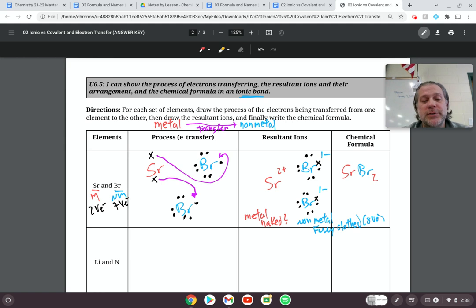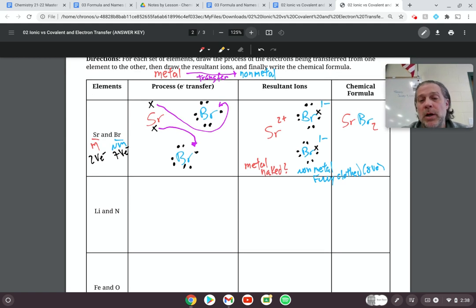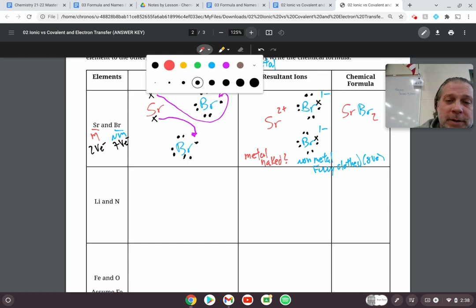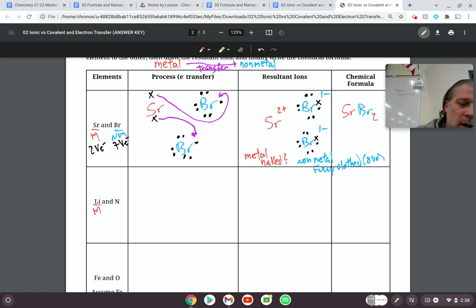And I'm going to go through the next 3, maybe a little bit quicker. But I hope that this is helping. So here I have lithium, which I know to be a metal, and nitrogen, I know to be a nonmetal. I know that lithium has 1 valence electron because of its location on the periodic table, and nitrogen has 5 valence electrons because of its location on the periodic table.